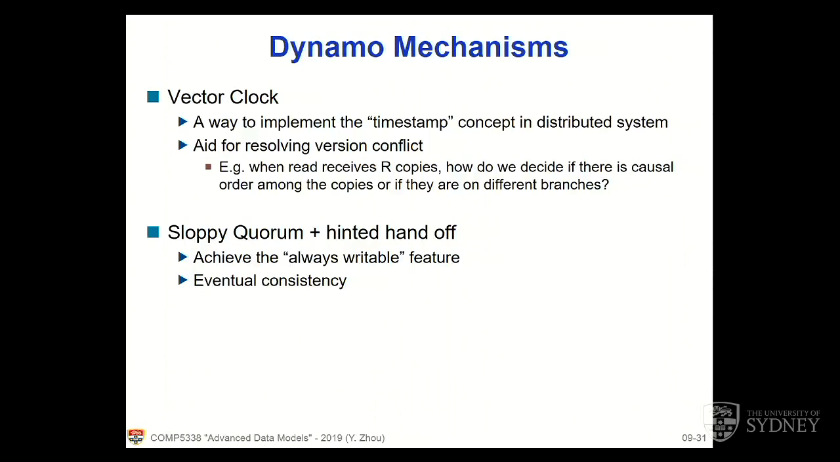So they slightly modify the quorum mechanism and use something called sloppy quorum plus hinted handoff. Basically, they include servers that do not permanently store the data to be part of the quorum, to join the write, so that we can always have some copies somewhere and then tell the client your write is successful.